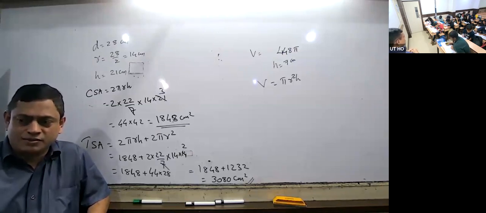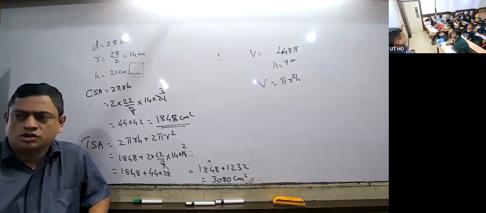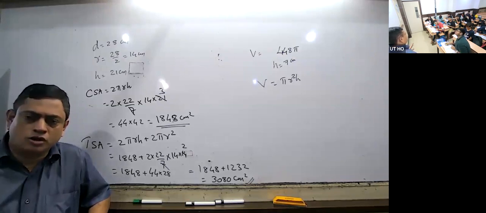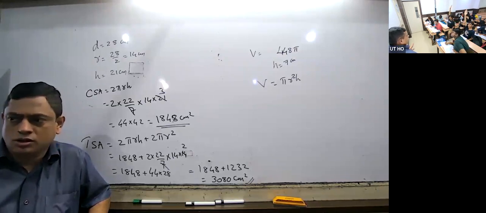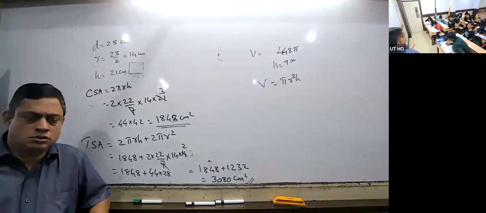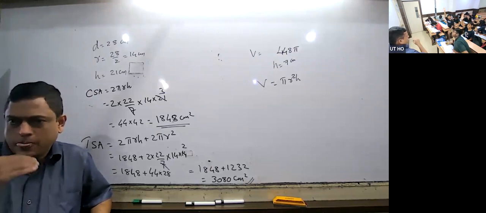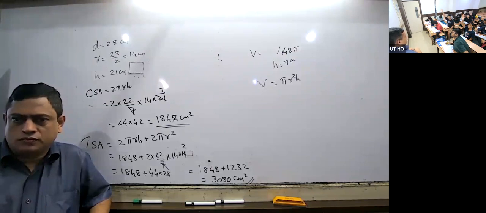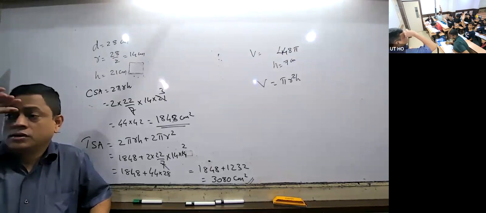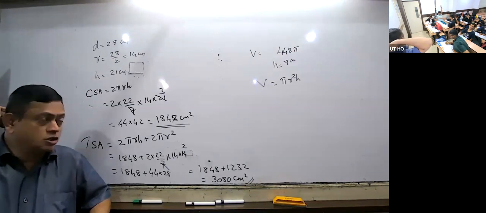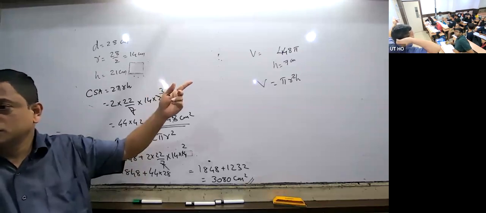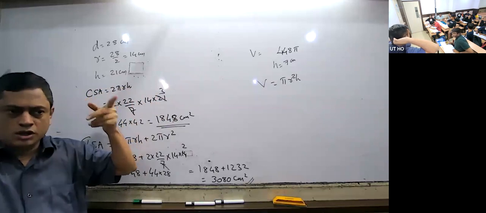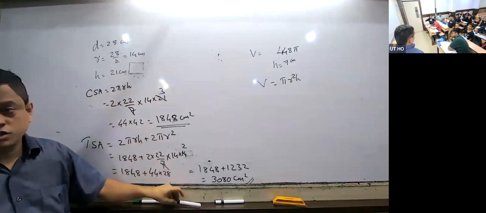Check the answer. Last time you made a mistake. Don't shout the answers. Those who got the answer, raise your hand only. 1, 2, 3, 4, five. Akansha, what is the answer you got? Radius is equal to 8 centimeter.